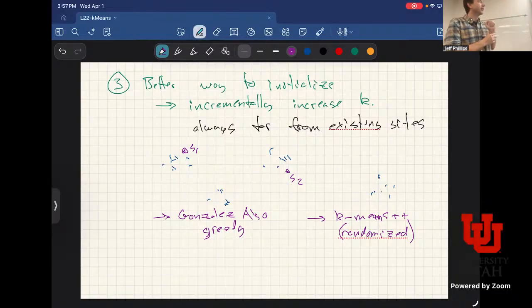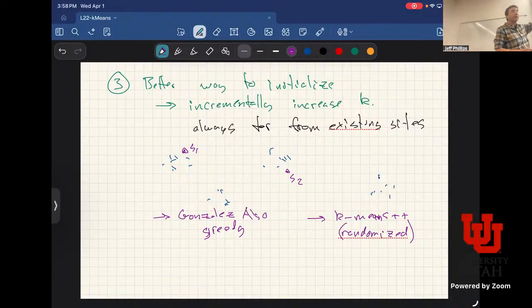Because it's randomized, I can restart and rerun k-means plus plus more than once, and whichever initialization converges to the best answer, I keep that. So this is the most common way to do this: randomly choose sites that tend to be far from each other, then run Lloyd's algorithm on top, and then pick whichever initialization works best.